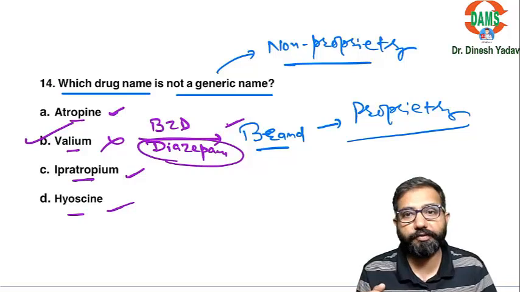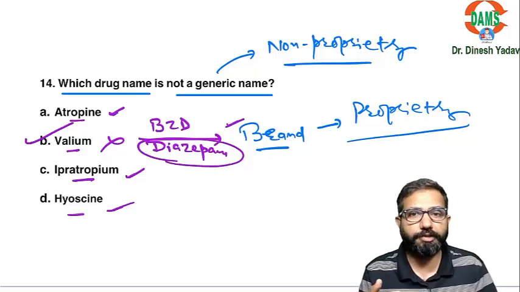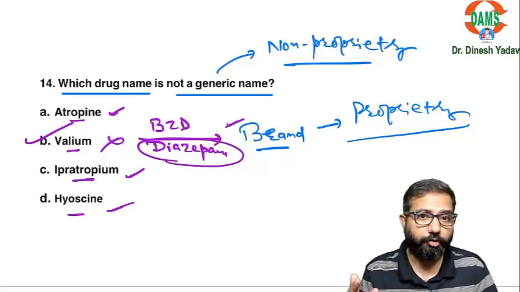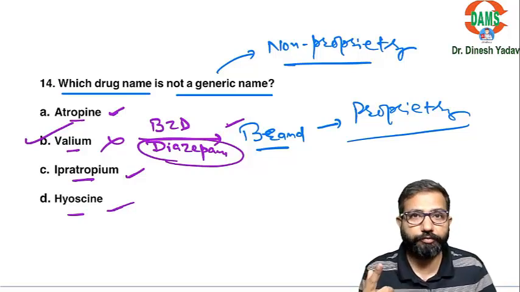Diazepam is the generic name, and it is available under different brand names. Valium is one of the brands of diazepam. The generic names are universal; brand names can be multiple. Every pharma company will give a different brand name, but generic names are universal.